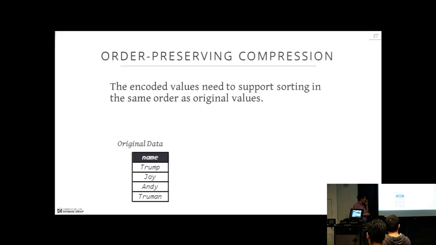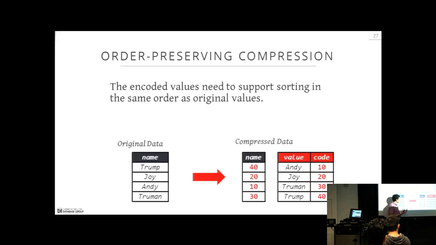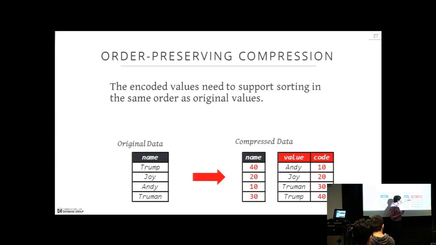So let's look at an example here. Let's say I have a table that has one column, name, with four values: Trump, Joy, Andy, and Truman. When I compress the data in my dictionary, I sort it based on the values of the original data, and then they have codes that correspond to their sort order. So even though the real data is not sorted, it still preserves the order that I specified in the dictionary.